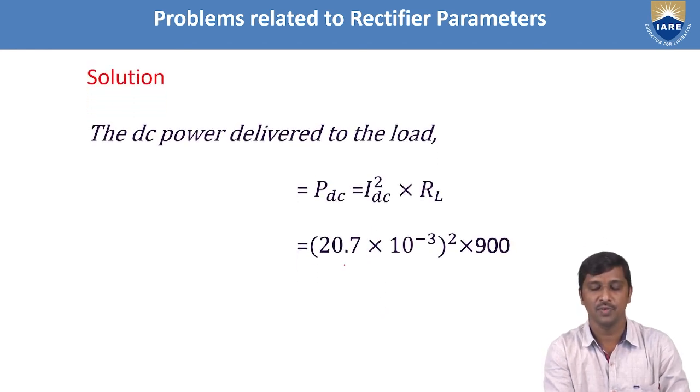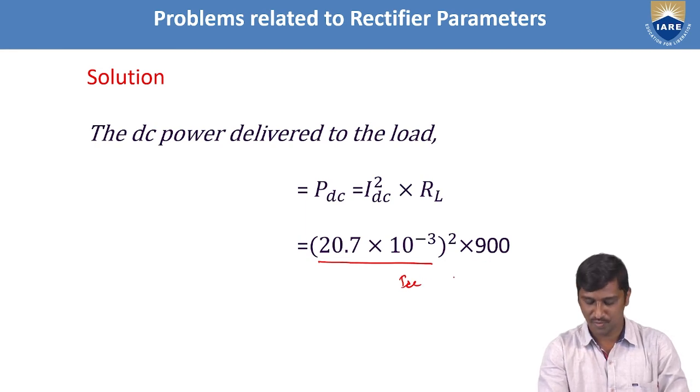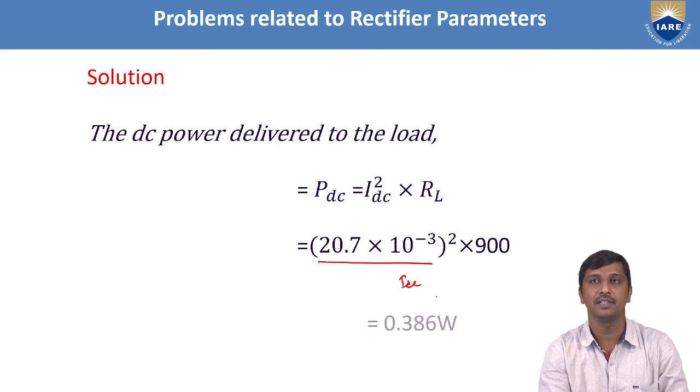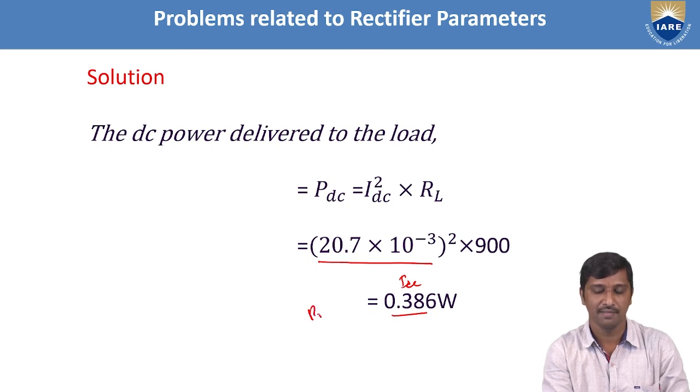So IDC value is 20.7 milliamp. Milli means 10 to the power of minus 3. So this is IDC value whole square, and RL is 900 ohms. Just solve this product here: 20.7 into 10 to the power of minus 3 whole square into 900. It gives the DC output power, that is 0.386 watts.